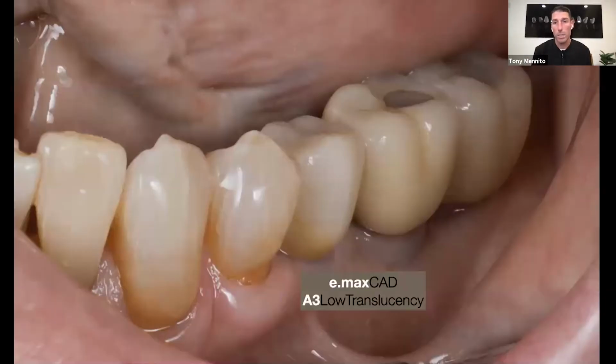And this was that case that I showed you a minute ago in the mouth. Turns out really nice. And super efficient workflow.